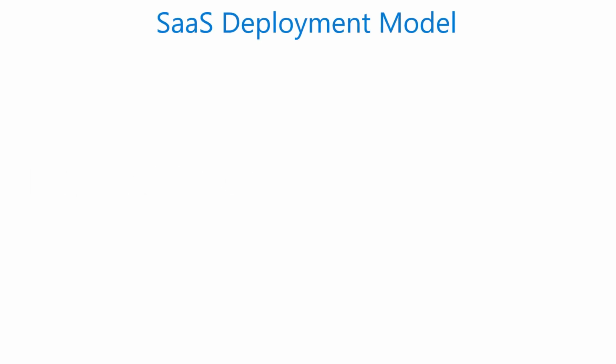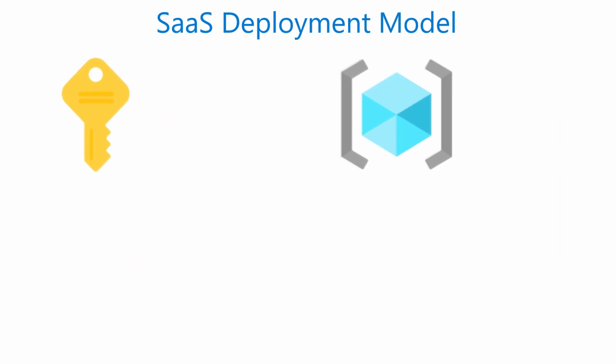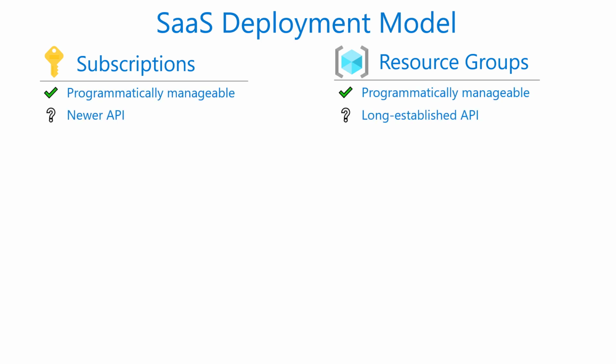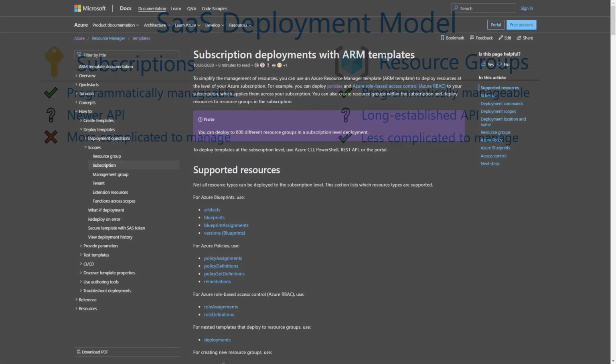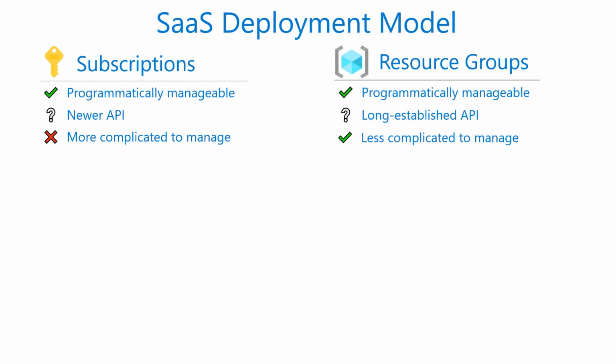When you're trying to decide between managing multiple subscriptions and multiple resource groups in a SaaS deployment model, it makes sense to compare and contrast the two. Subscriptions and resource groups can both be programmatically managed, but the subscription management is a much newer capability and is more complicated than resource group management, although we recently released ARM template support for deploying subscriptions.